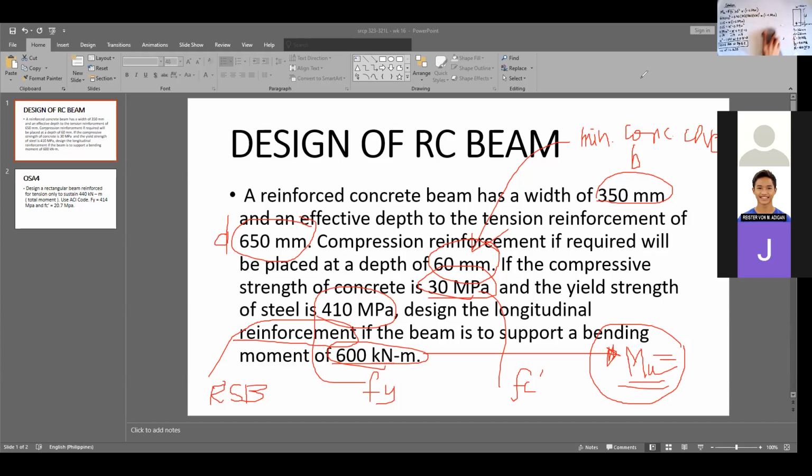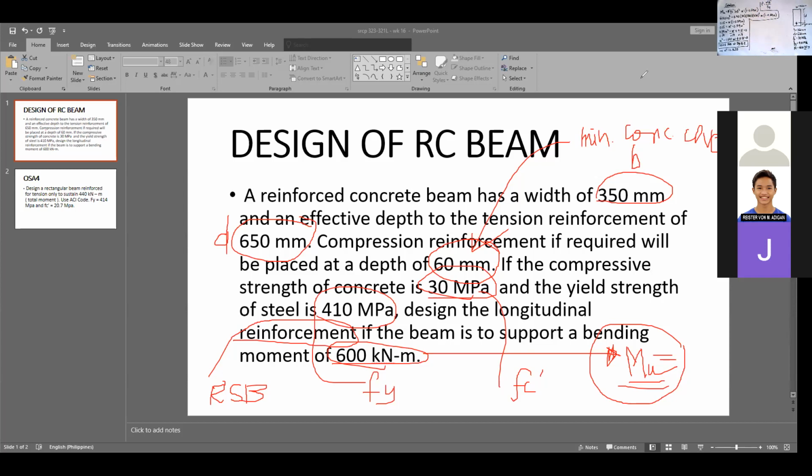Use W is equals to 0.1632. Okay. So, once you have computed for the value of W, you can continue doing the value of rho. After you have the value of W, you can now check on the steel concrete ratio. So for the steel concrete ratio, we are going to use the formula rho is equals to W Fc prime over Fy.